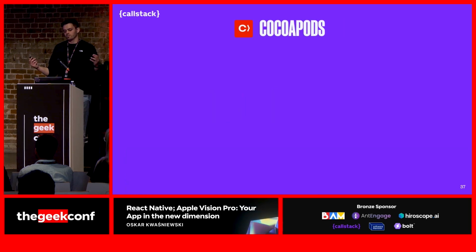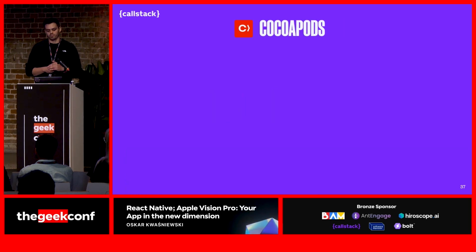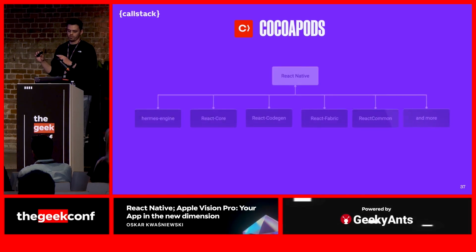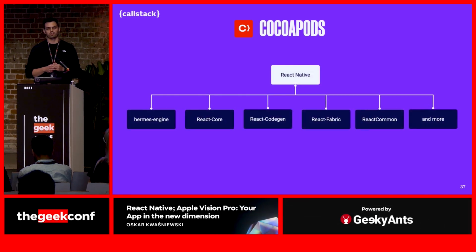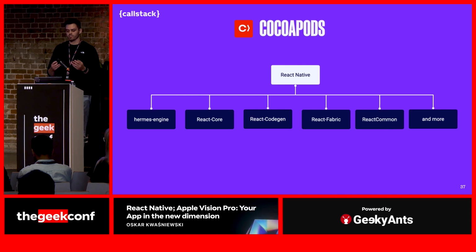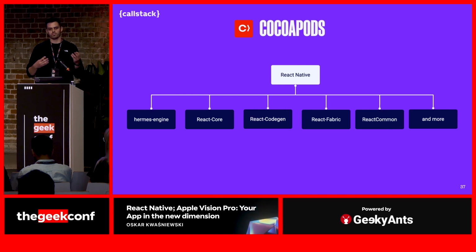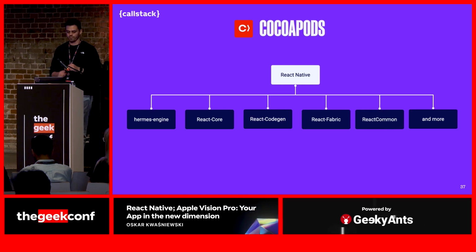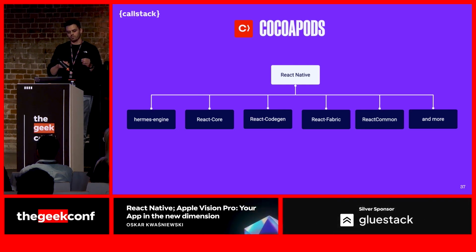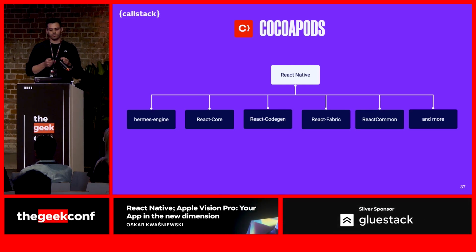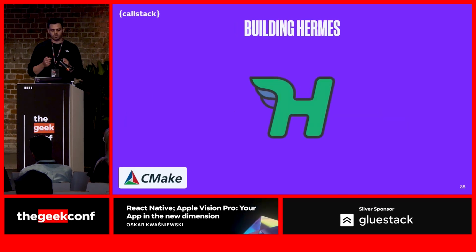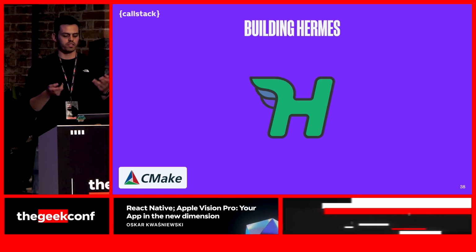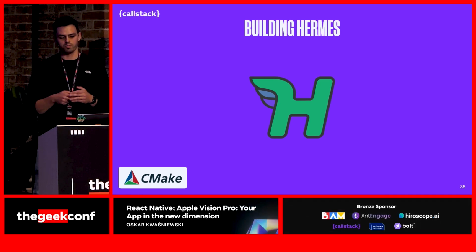So let's take a closer look at how React Native uses CocoaPods. React Native depends on many internal and external dependencies, which CocoaPods calls pods. Each of them has its own podspec, which defines the platform support. So you can think of it like a package.json. And CocoaPods is the key tool for properly linking and building React Native and its dependencies on iOS. We also need to bring in CMake in order to build Hermes.